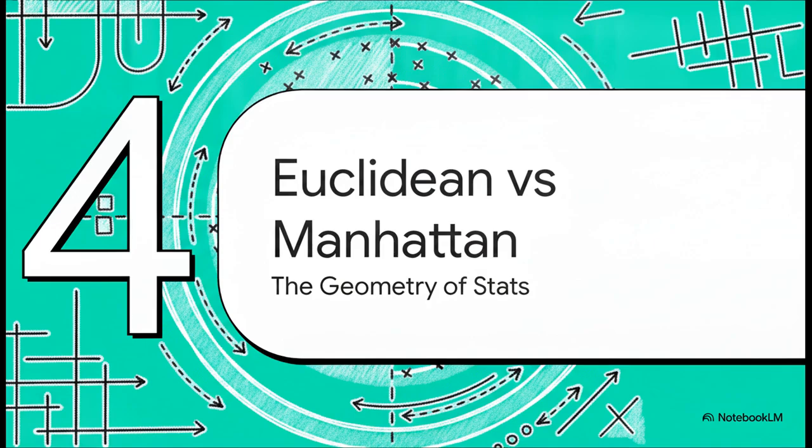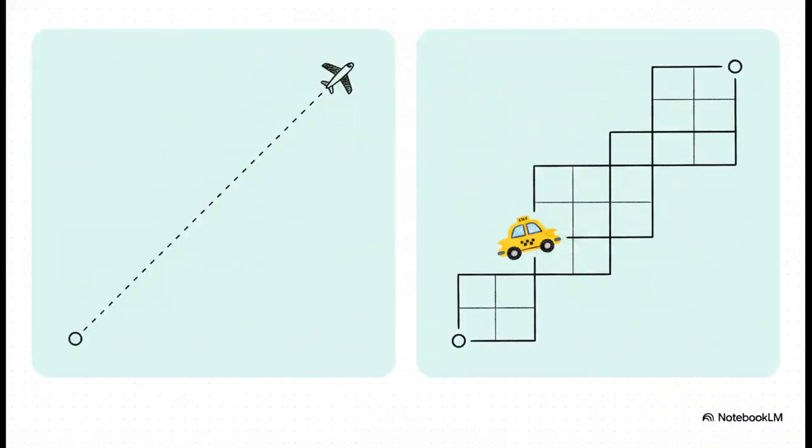So, Section 4, Euclidean versus Manhattan, the geometry of stats. If absolute deviation is so great, why did the squared version become the global standard? Well, one brilliant expert from the source described standard deviation as calculating true Euclidean distance across space. It's like flying a straight line from point A to point B.